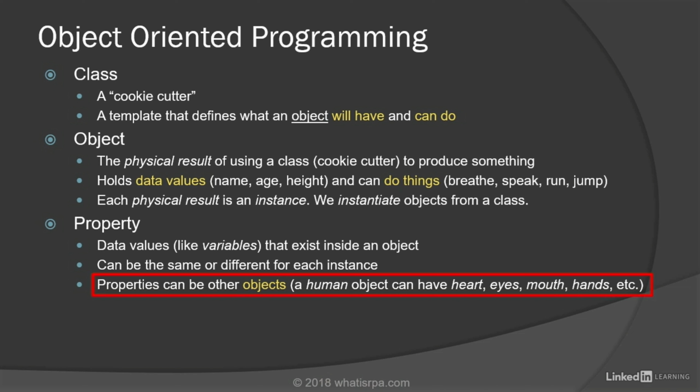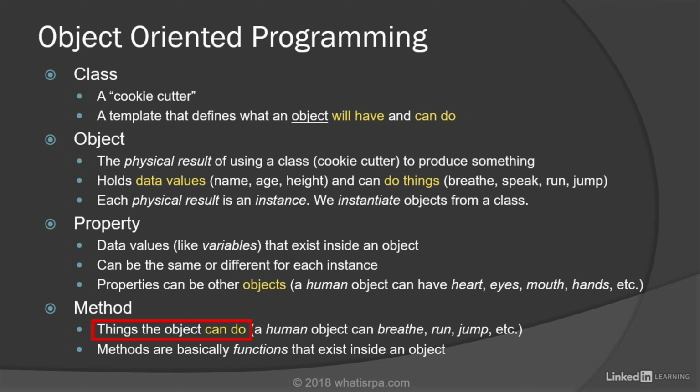And what I mean by that is a human object could have a heart object or a collection of two eyes or a mouth object or a hand object. And of course, the hand object could also have embedded objects inside of it, such as fingers, and the fingers could have objects like fingernails, and so on.